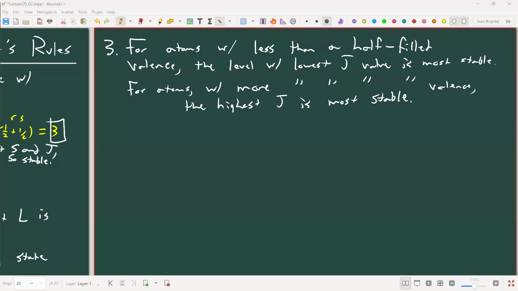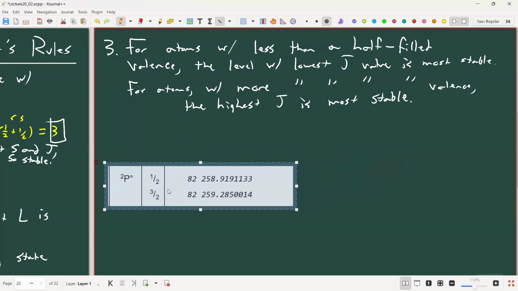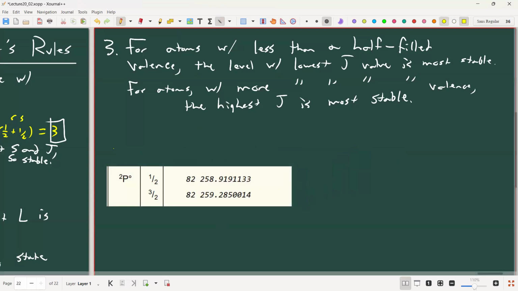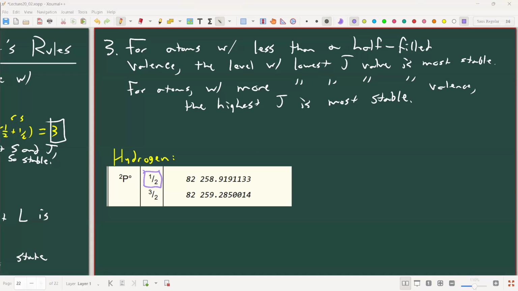Again, let's look at two atoms that are very similar in terms of their spectra, which is fluorine and hydrogen, because they both have one unpaired electron. Again, let's look at the stability of the p states in hydrogen. Right, and this is hydrogen. The most stable state is the 1/2 state, where the spin is acting against the electron's orbit. And let's look at fluorine now, which again has one unpaired electron. It has a p state as well. Very similar to hydrogen's p state.